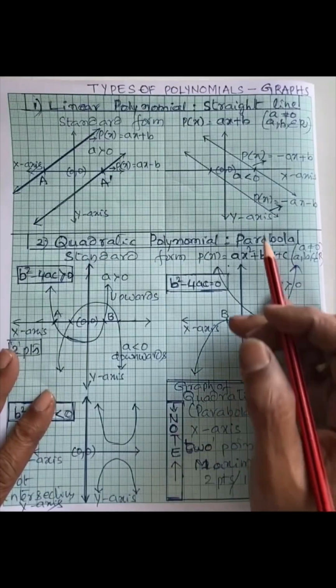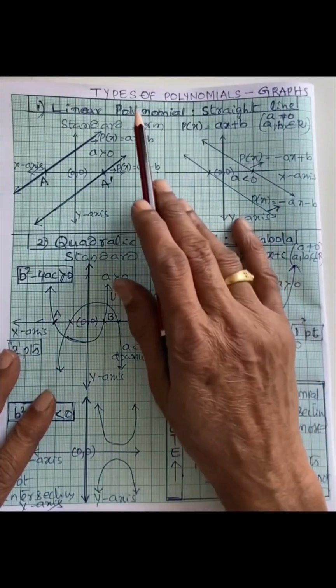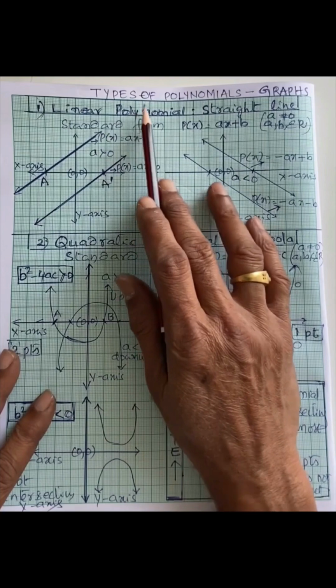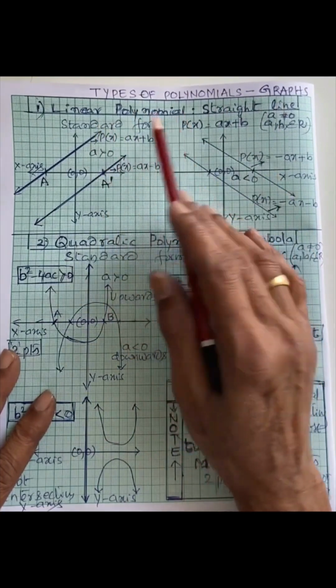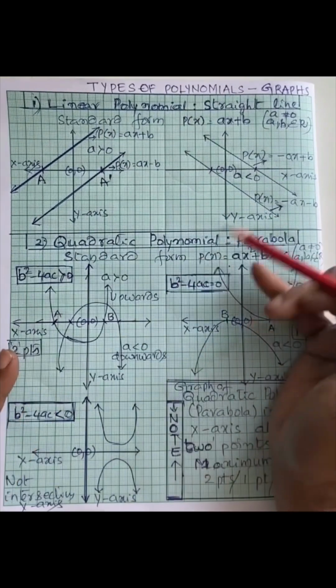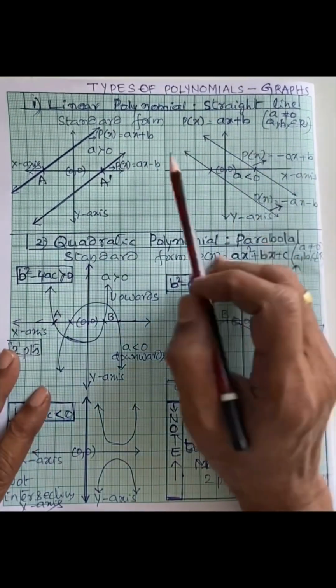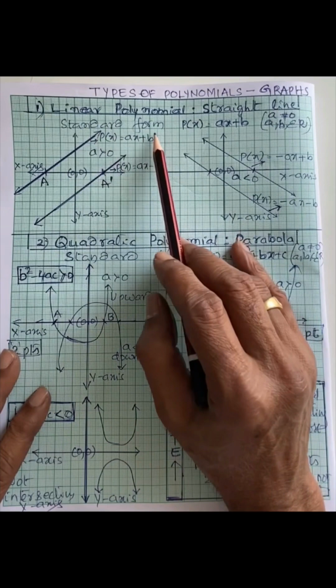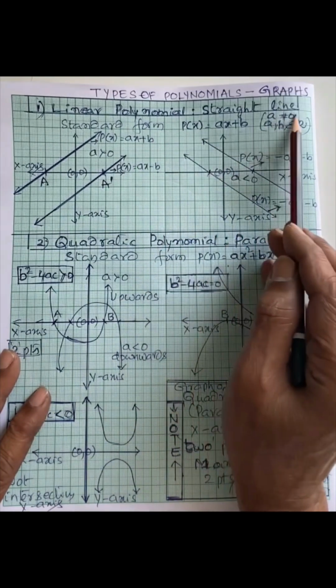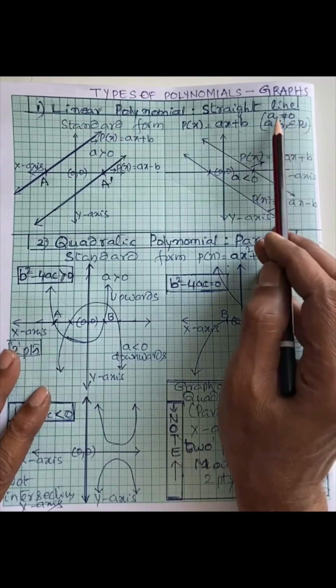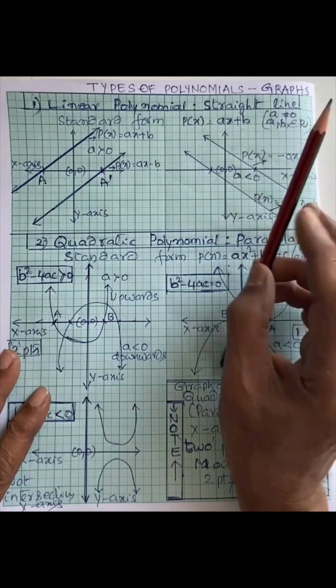Before going to draw the graphs, you should know about the types of polynomials: linear polynomial, quadratic polynomial and cubic polynomial. See, what is the standard form of a linear polynomial? P of x equals ax plus b, where a is not equal to 0, and a, b are real numbers. A is a non-zero real number.